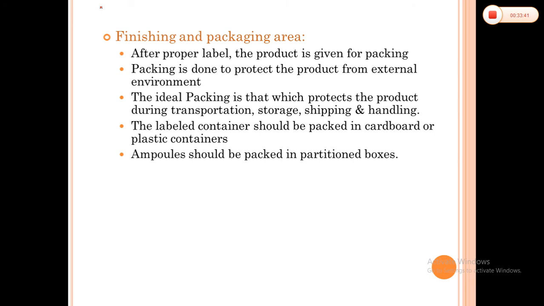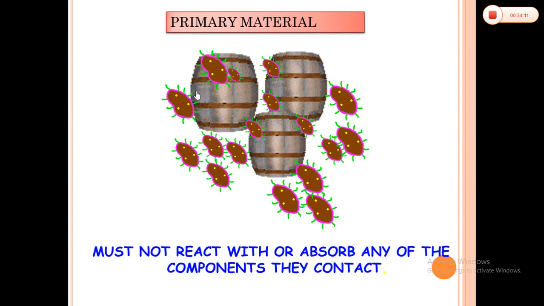We have seen the characteristics of the packaging material, so I will not go into detail. But the ideal packaging is one that protects the products during transportation, storage, shipping and handling. So the labeled container should be packed in cardboard or plastic containers, but the ampoules should be packed in a partition box, so that during transport they do not break. So these are the different areas where you have to take proper precautions.